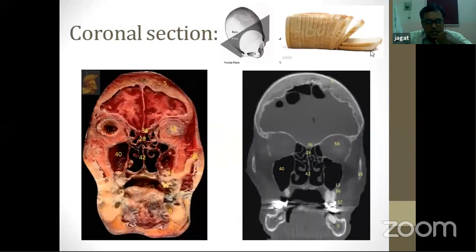Next is the coronal section, the loaf of bread that we slice. Take a look at the cadaveric section. So we have parted through the length of the face from top to the bottom. This is the coronal section. This is like looking into the mirror, right? So this is how it looks. This is the coronal section.